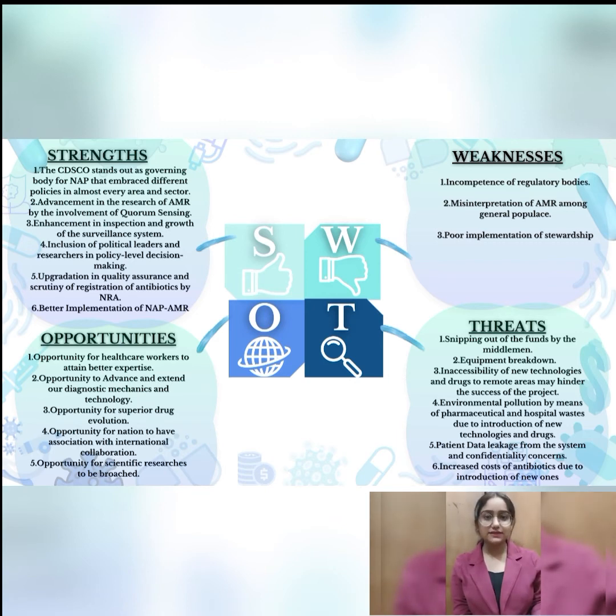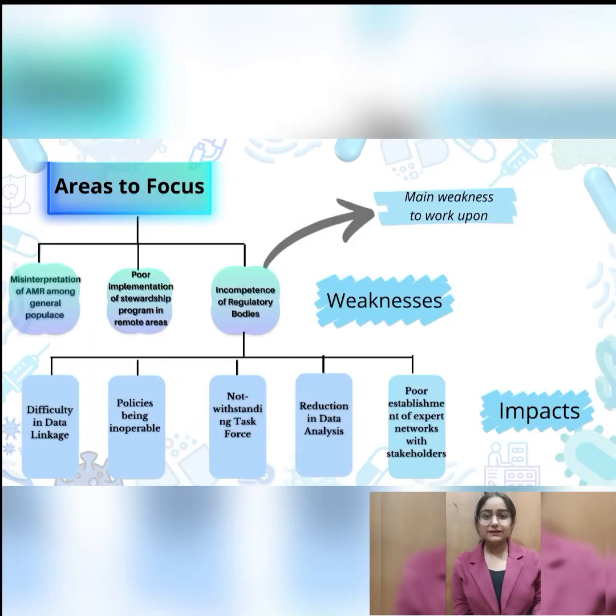Winding up with the threats involved in our project: siphoning of the funds by the middlemen, equipment breakdown, inaccessibility to new technologies and drugs in remote areas, biomedical environmental pollution, patient data leakage and confidentiality concerns, and increased cost of antibiotics due to the introduction of new ones. As we have stated in the SWOT analysis, of the main areas to focus on, incompetence of regulatory bodies is the foremost area to work upon.